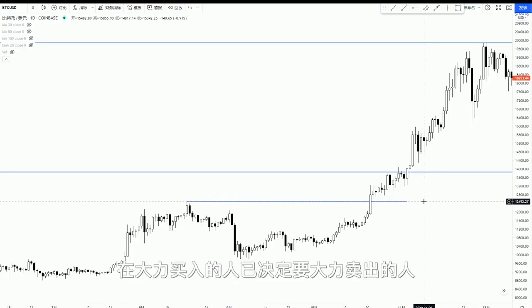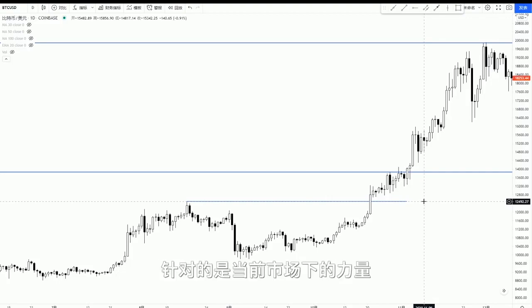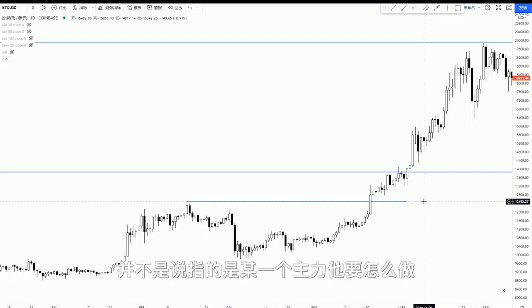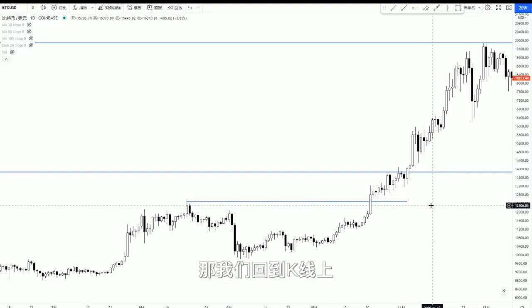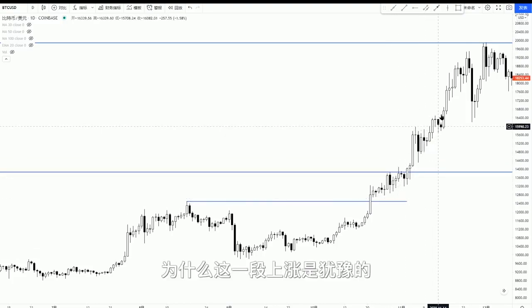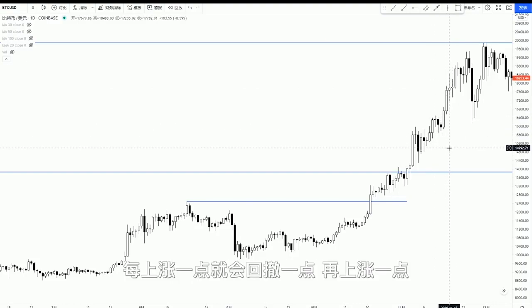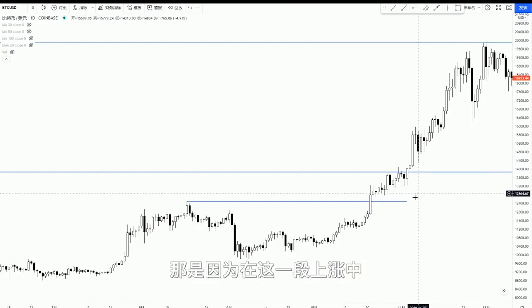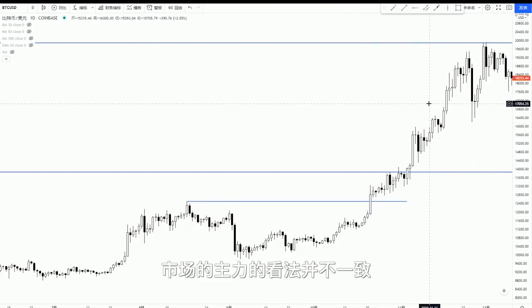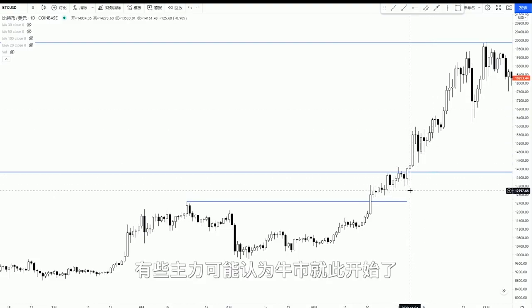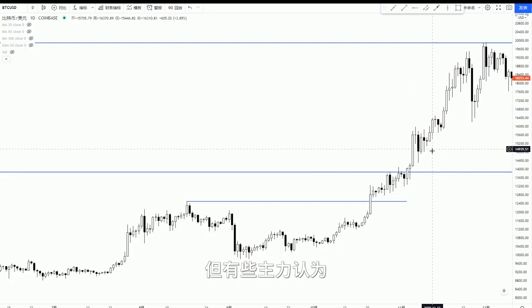Why is this segment going up hesitantly, with an overlapping arrangement of K-lines, where every time it rises, it retreats a little and then rises a little again? That is because during this period of rise, the main forces of the market have different views. Some of the main forces may think that the bull market has started here and should continue to buy, but some think that the bull market will start only after it exceeds 20,000. They are still bearish until it gets to 20,000, so they will short it as it gets closer to 20,000.